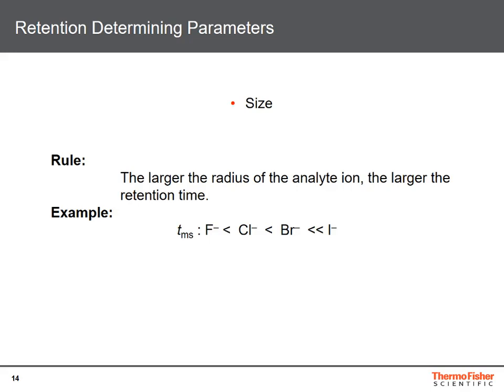A perfect example for this rule is a series of halide ions. We always observe the small fluoride eluting first, followed by the elution of the other three halide ions such as chloride, bromide, and iodide. However, the retention difference between all these pairs of ions is increasing, especially the retention difference between bromide and iodide, and this has something to do with the term polarizability, which we will see on the next slide, saying that large ions such as iodide are undergoing non-specific interactions with the stationary phase, such as adsorption effects, and those adsorption effects are leading to a much longer retention time of large ions.